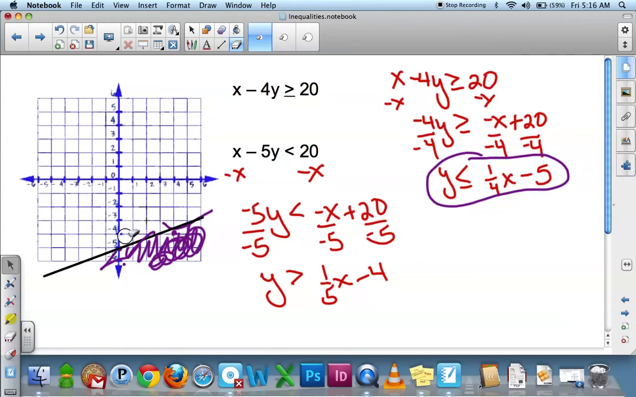So we need to look at the next one. So we're going to start where? Yes, negative 4. So you're going to start here. We're then going to go up 1 over 5. 1, 2, 3, 4, 5. Or down 1, 2, 3, 4, 5. We're going to have a dotted line going through. Getting a little better at drawing my lines.